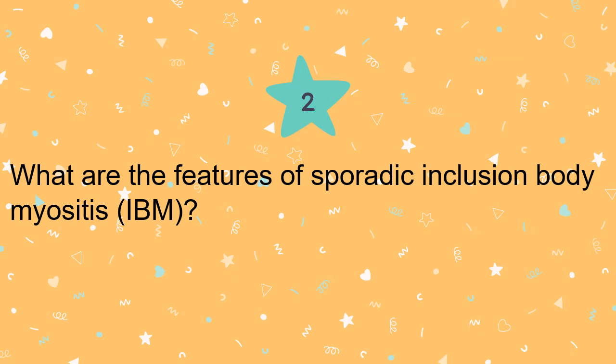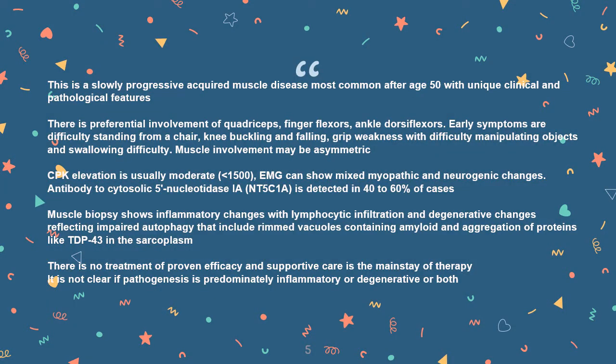What are the features of sporadic inclusion body myositis or IBM? This is a slowly progressive acquired muscle disease, most common after age 50, with unique clinical and pathologic features. There is a preferential involvement of the quadriceps, finger flexors, and ankle dorsiflexors.